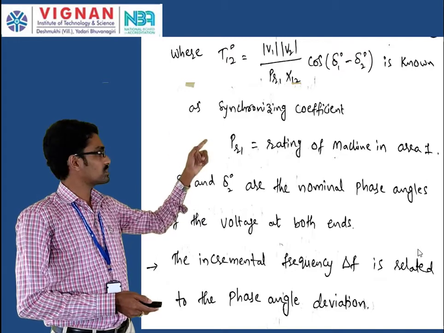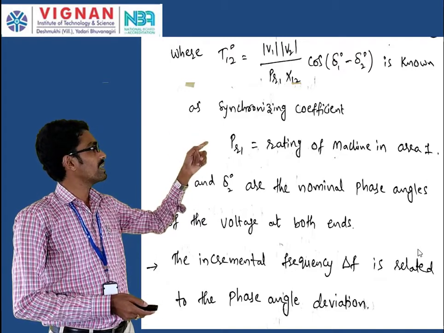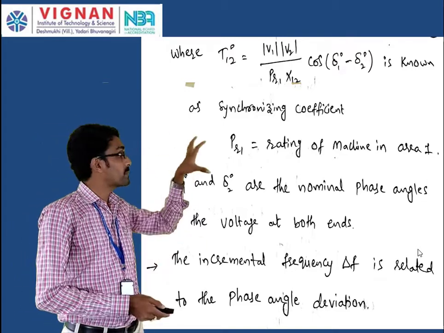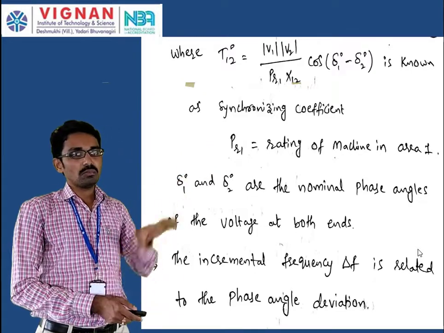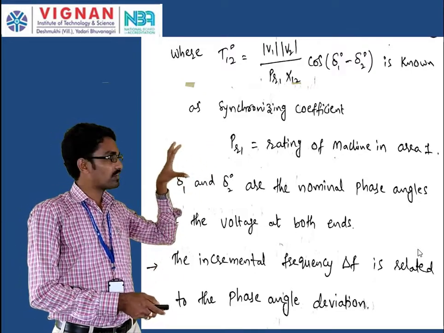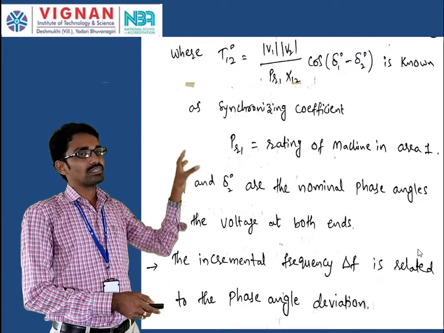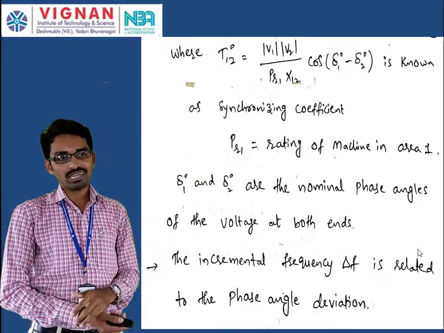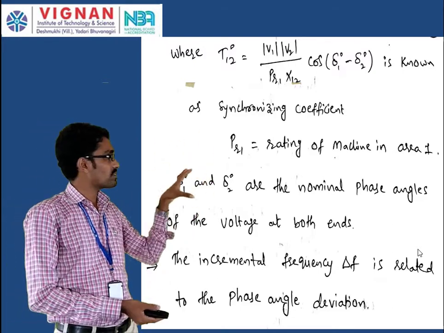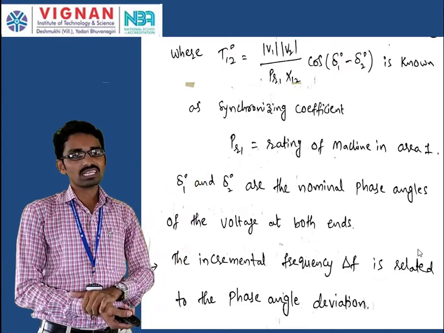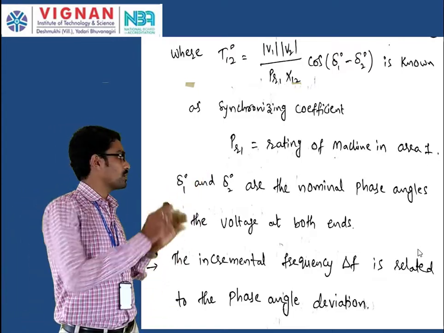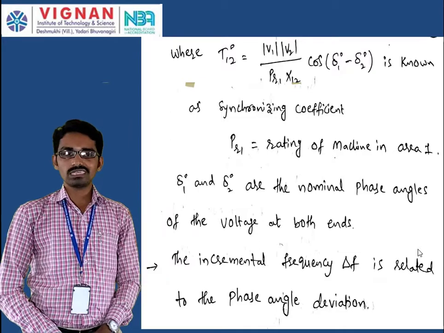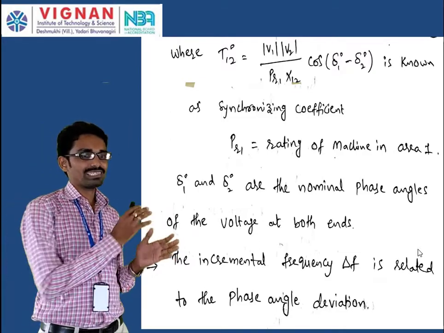T120. In that T120 you have the rating of the machine, that is PR1, which is the rating of the machine I have considered, so that your units are going to be per unit megawatts. Whereas delta 10 and delta 20 are nothing but nominal phase angles of the voltages at both the ends.